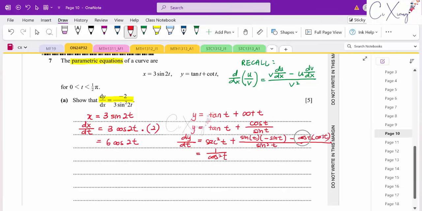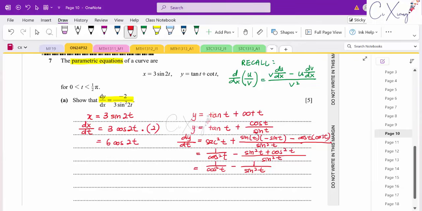Both signs here are negative, so I will take out the negative, and I'm having sine square t plus cos square t divided by sine square t. Okay? Then from here, I know that cos square t plus sine square t should be equal to 1. So I'm having 1 over sine square t. So let's have a look here. Okay, and now this is what I have for my dy/dt.